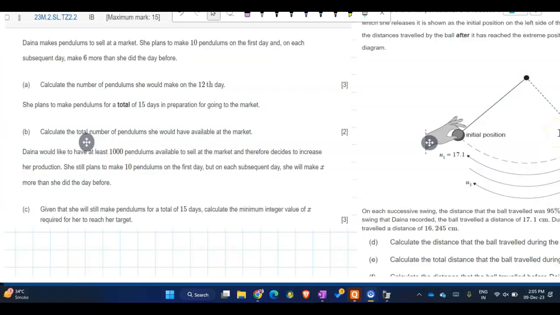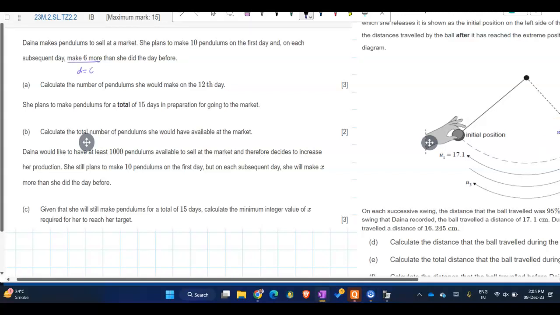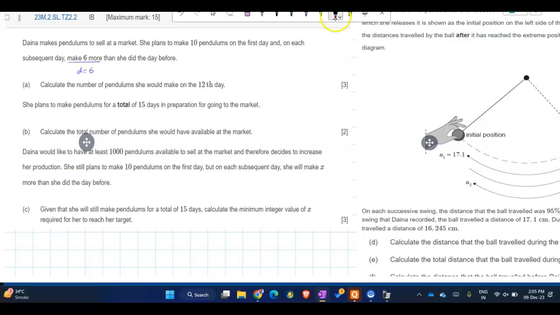So she's making 6 more pendulums, so that's your D. Your D is equal to 6. She makes 10 pendulums the first day, so your U1 is equal to 10. Find the number of pendulums made on the 12th day. So U12 is equal to U1 plus n minus 1 into d. So U1 is 10 plus 11 into 6. 76.